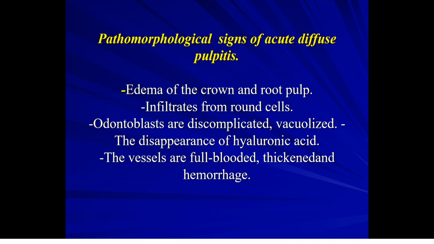And you see the pathomorphological signs of acute diffuse pulpitis: edema of the crown and root pulp, infiltrates from round cells, odontoblasts are disorganized, vacuolized, the disappearance of hyaluronic acid, the vessels are full-blooded, thickened, and hemorrhage.